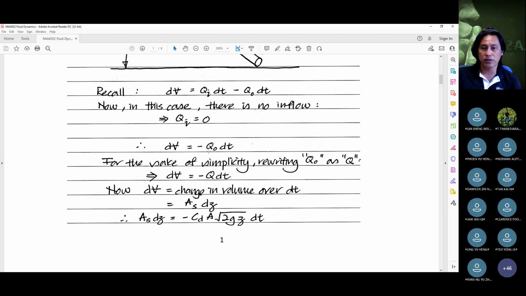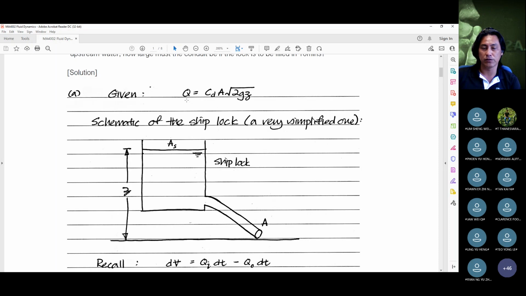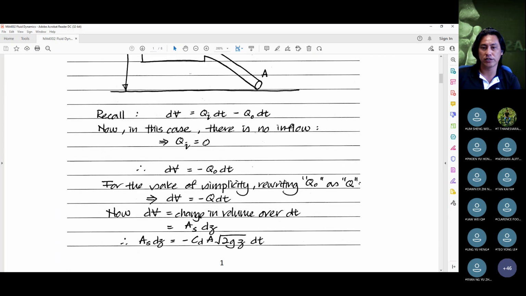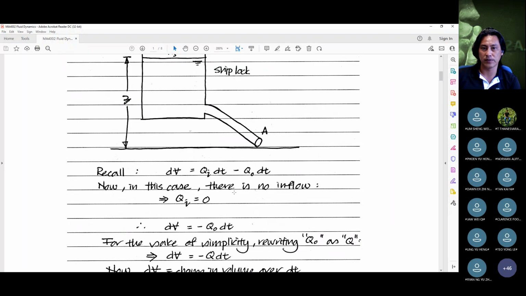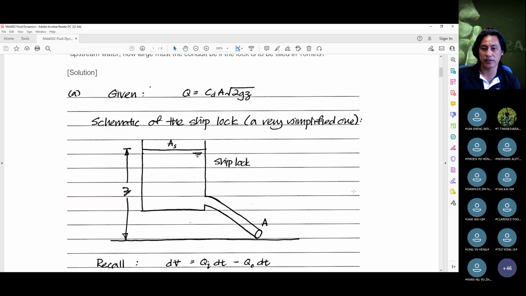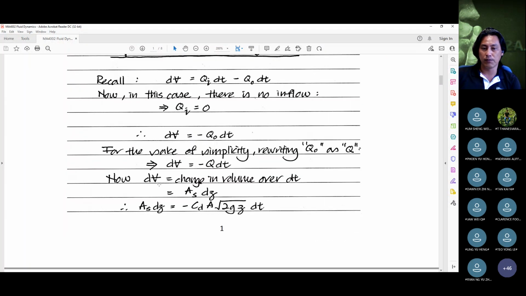Now, we shouldn't be using Q naught here because it will not be compatible with this Q equation. So let's change this Q naught to Q. So that means we can re-express the volume as equal to minus Q dt. This Q surely must be equal to this Q, isn't it? If you think about it. Okay. Now, what's dV?